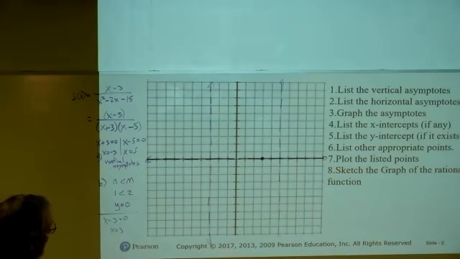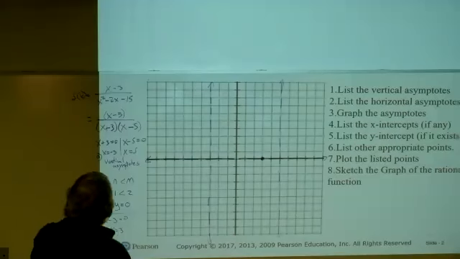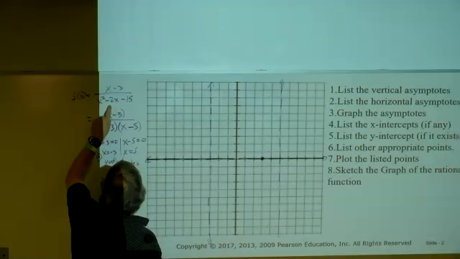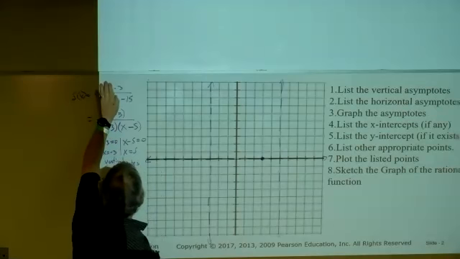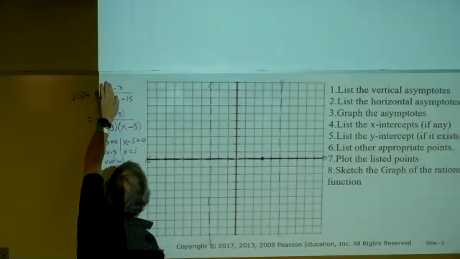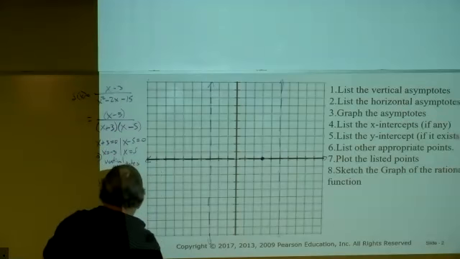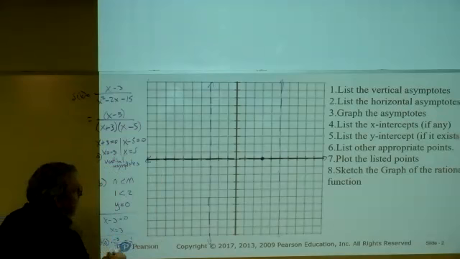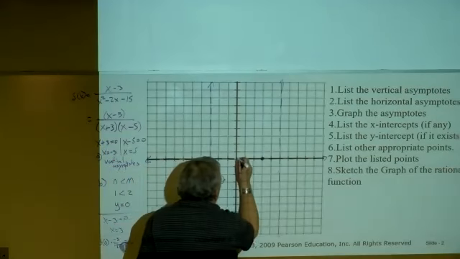Now, to find the y-intercept, I go back to the original function and I put zeros in for x, because these terms disappear and you just have -3 over -15. So f of 0 equals -3 over -15, which simplifies to 1/5. So when x is 0, y is 1/5, which is approximately here.